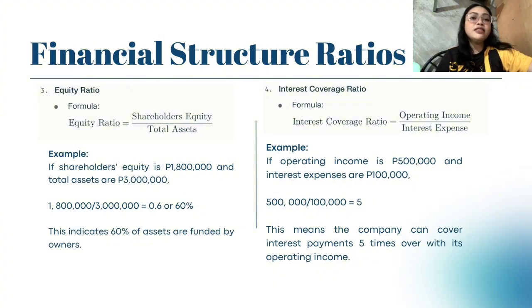So, sa interest coverage ratio, para makuha natin yung interest coverage ratio, we need to divide the EBIT sa interest expense, yung earnings before interest and taxes. So, if meron tayong operating income na 500,000 and meron tayong interest expense na 100,000, i-divide natin yun. Bale, 500,000 divided by 100,000 is equal to 5. This means the company can cover interest payments 5 times over with its operating income.